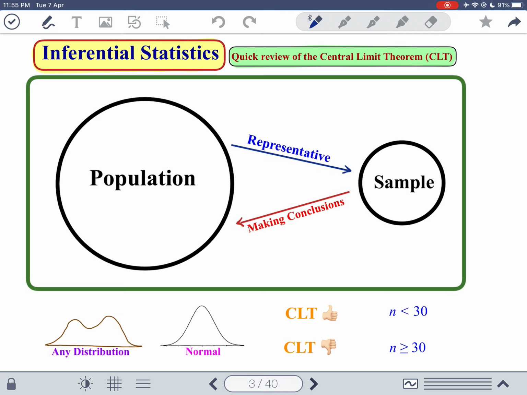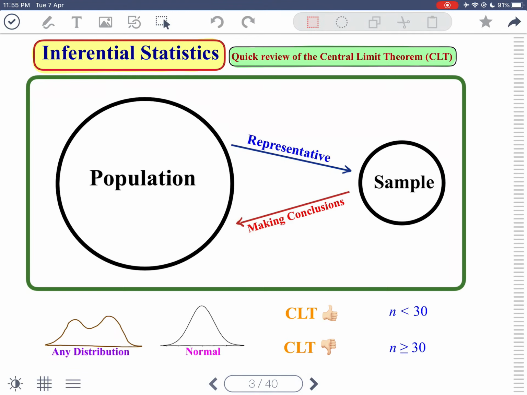I first would like to remind you of the central limit theorem that we discussed in the previous lecture, and we solved exercises on it. Remember what it says. We will do the following.